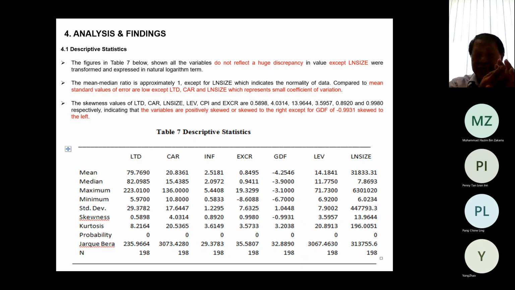So from the findings, you see the findings here. First, I'm using descriptive statistics. So you can see the descriptive statistics here. Basically, this is a bit wordy, but doesn't matter. You look at the skewness. Skewness here, you can see all are positive, except one, negative, except GDF, government deficit financing. So it means the variables are skewed positively to the right, except GDF only. That's how I do the descriptive analysis.